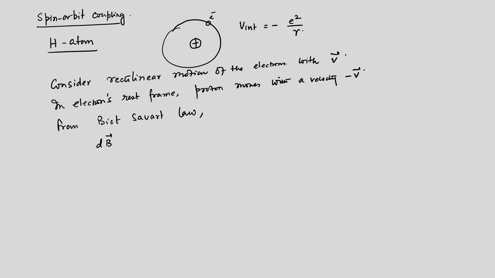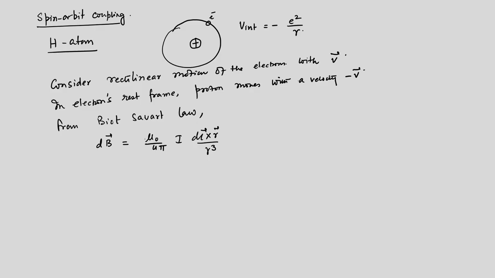So from the Biot-Savart law, the magnetic field that the proton produces at the location of the electron is dB equal to mu 0 over 4 pi, I dl cross r divided by r cube. Okay, the notations are clear to you. Mu 0 is called the permeability of free space, I is the current, and dl is the small element of length, etc. r is of course the location where you want to calculate the magnetic field, and this distance is just the distance between the proton and the electron.